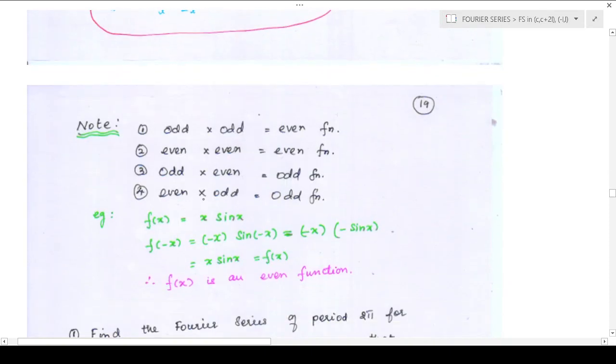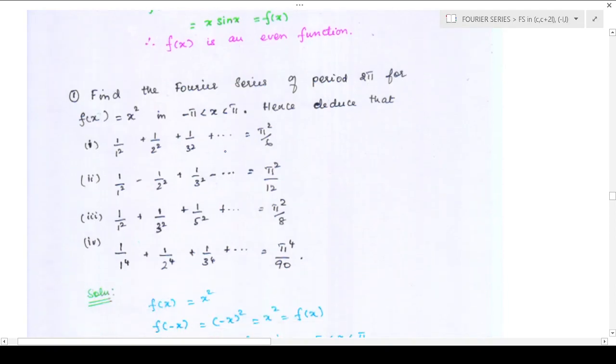Here, you have to know this: odd into odd function is even. Even into even is even function. Odd into even or even into odd is odd function. Now see, for example, x is also an odd function, sin x is also an odd function. Odd into odd is coming to be an even function. Okay, you have to keep it in mind while doing the problems.